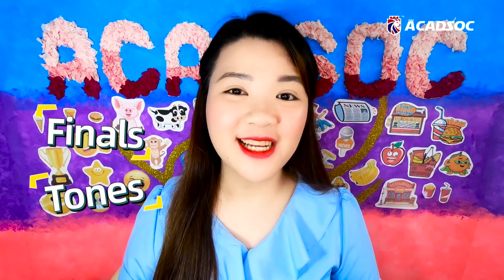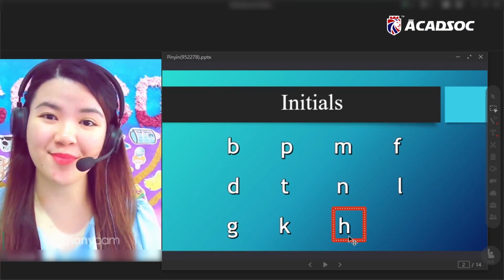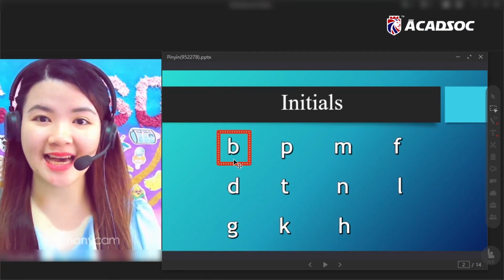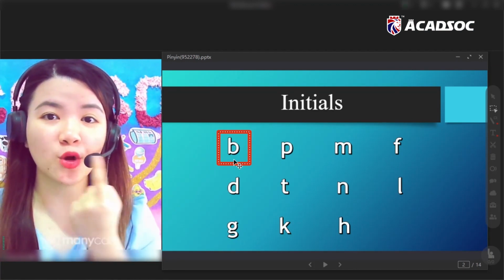Each Chinese character has one syllable, and usually every syllable has three parts. We have initials, finals, and tones. Initials and finals are quite similar to Roman letters, but please be careful because they don't always sound the same in English. Each initial is found at the beginning of the syllable. So let's begin. As you can see, my mouth forms an O shape.